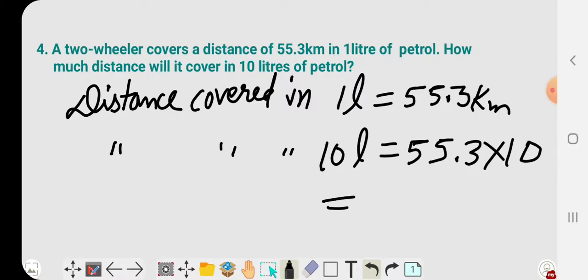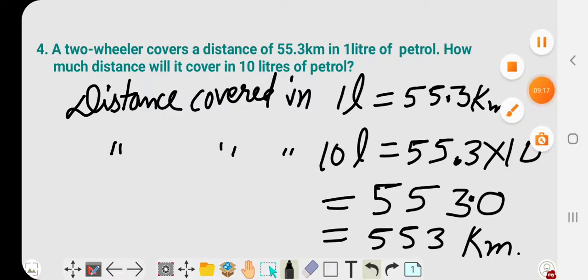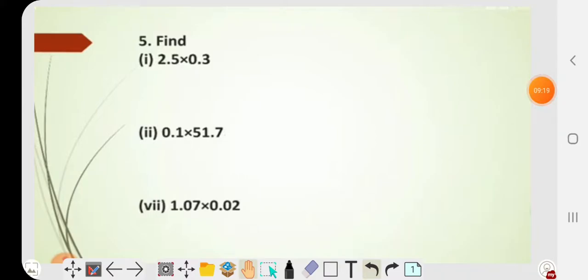On multiplying this by 10, what do we get? 553 and 0 also. But we have to put the decimal before one number, so we will put the decimal this side, and finally we have got 553 kilometers. Means in 10 liters of petrol, the two-wheeler will cover 553 kilometers of distance. Question number 5 is also of multiplication. But here you will see both numbers having decimals.